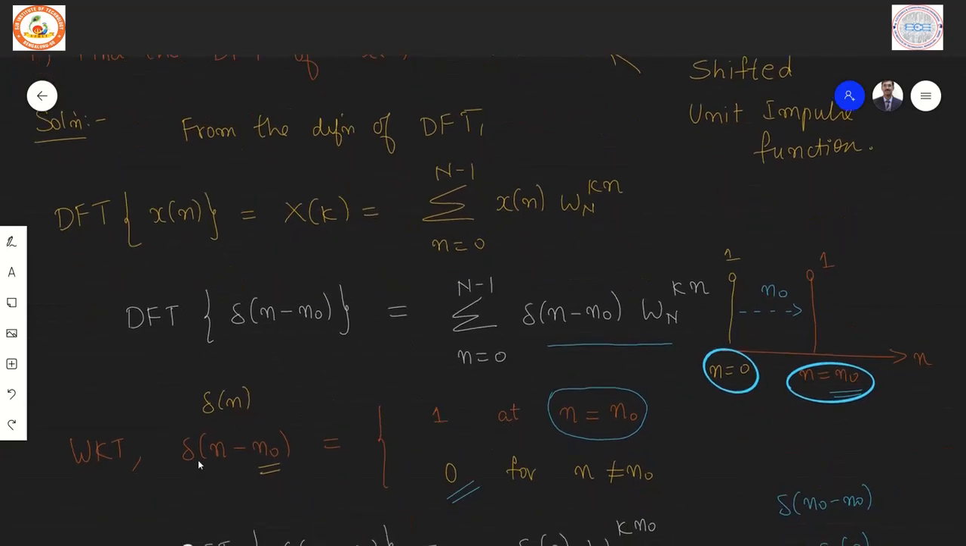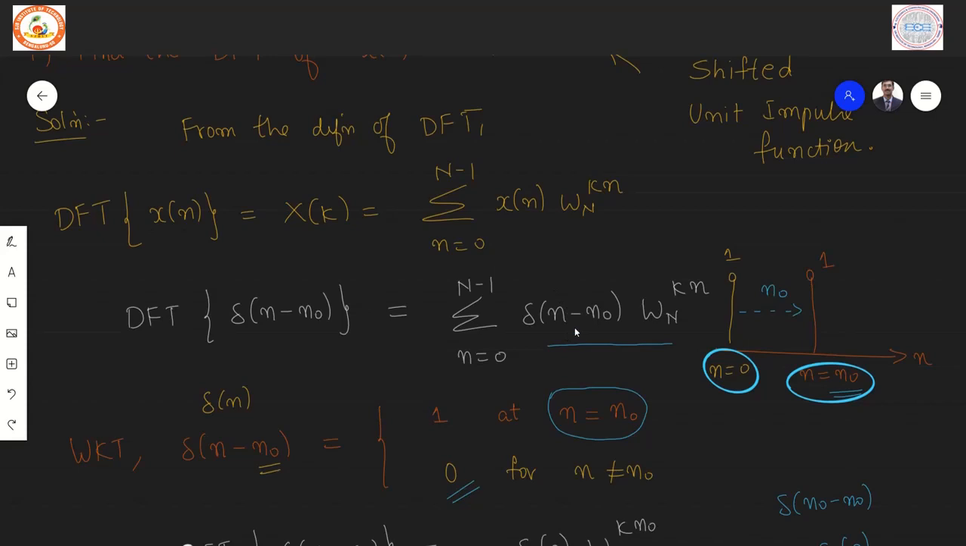So we are aware that delta of n minus n naught is nothing but a shifted version of delta of n. Therefore, the single magnitude point which was at n is equal to 0 is now shifted to n is equal to n naught because we are shifted by the amount n naught. Now, as per the definition, we know the value is 1 at n is equal to n naught and 0 for any other value of n which is not equal to n naught. Therefore, once again, this summation has existence at only one point, that is n is equal to n naught.